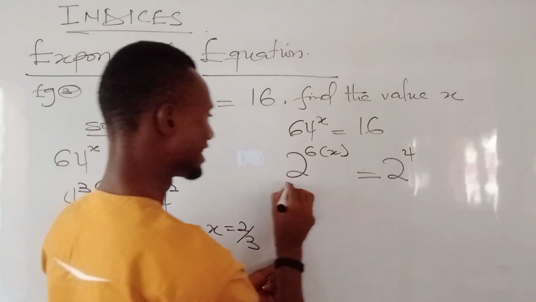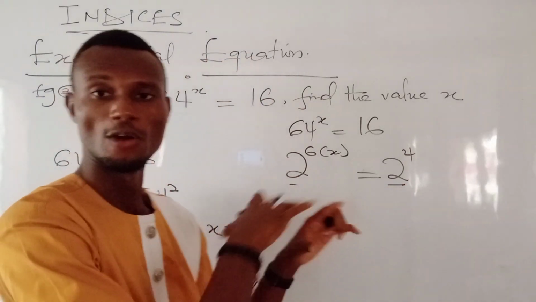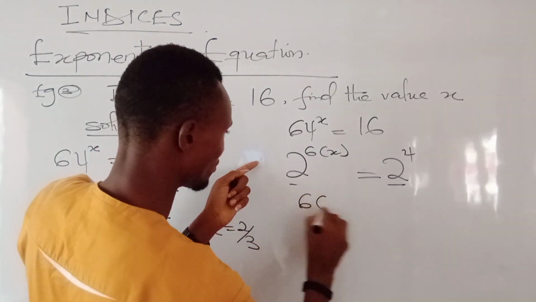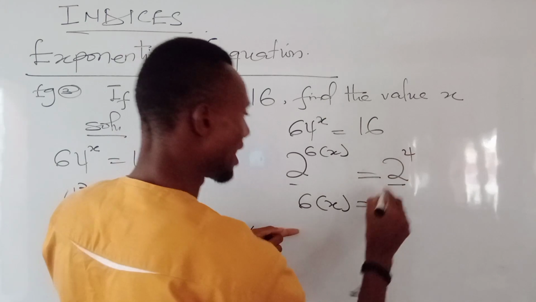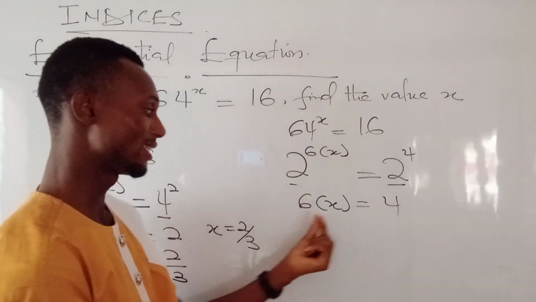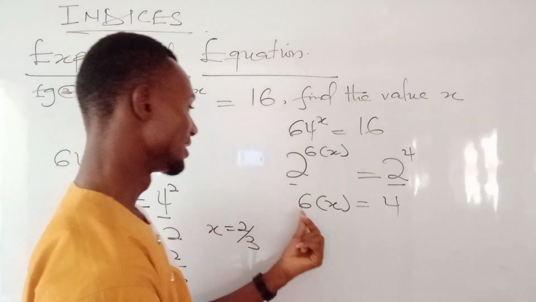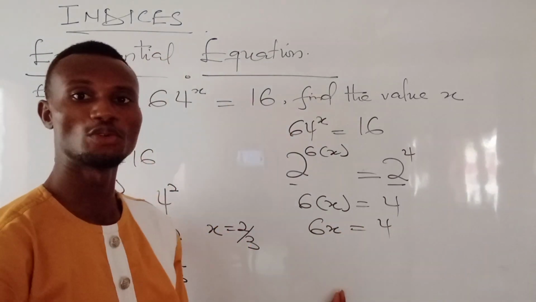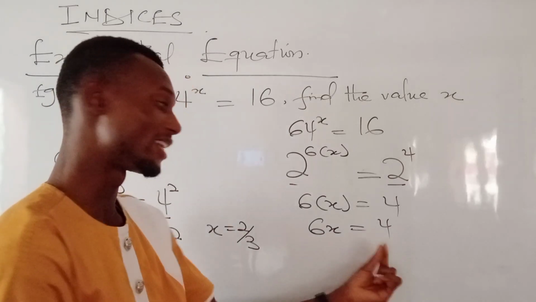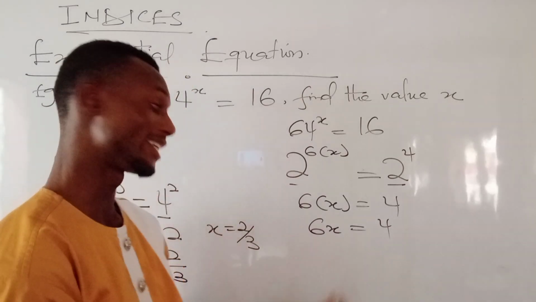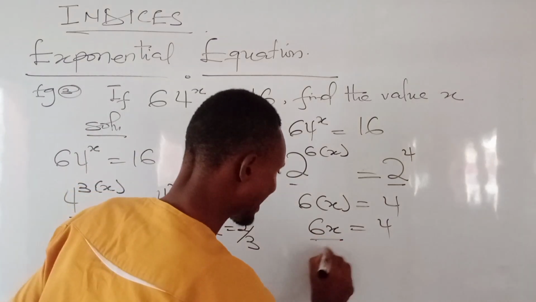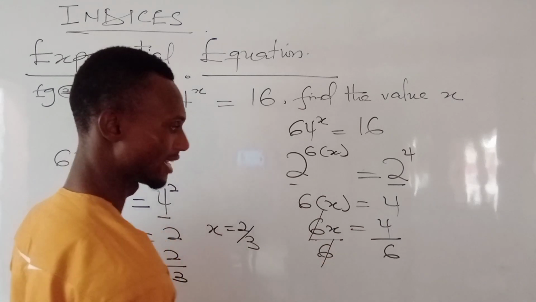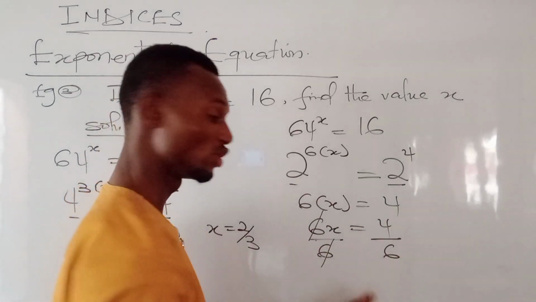Now you can see that the bases are the same now. So what do we do? We equate the powers. So the power I have here is 6 into bracket s, equals the power I have here, which is 4. Now let's go ahead and solve for the value of s. 6 times s gives 6s equals 4. Now how do I get my value for s? I'll divide through by the coefficient of s, which is the 6. So I'll divide here by 6 and divide here also by 6, so that this 6 and this 6 will cancel away.